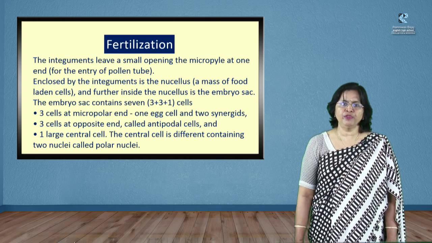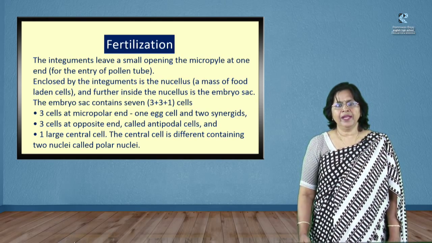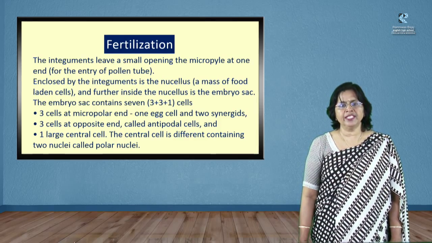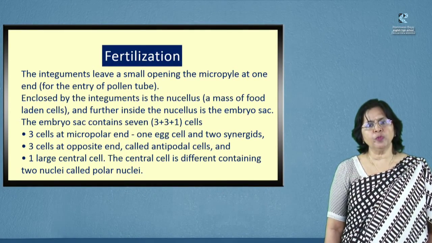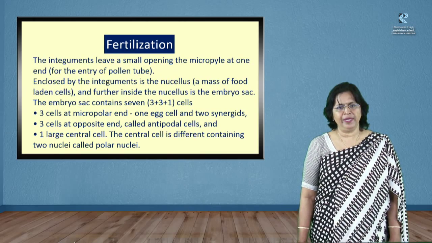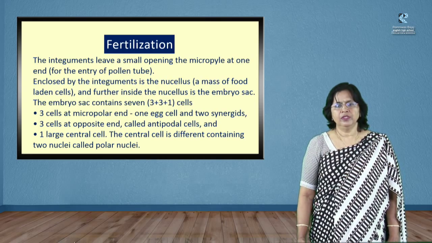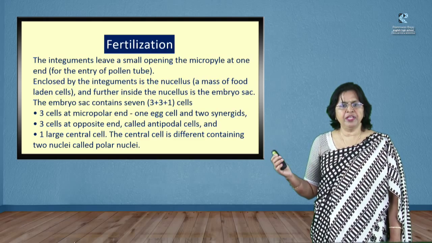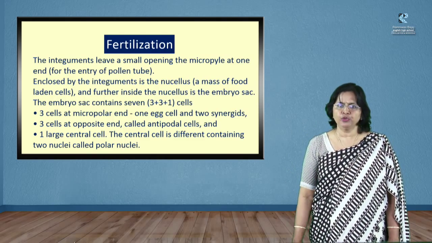The covering of the ovule, the integuments, becomes the seed coat. In the seed coat, we know there is an opening called micropyle. This micropyle is also present in the ovule as an opening in between the integuments, through which the pollen tube, which has germinated after landing on the stigma and reached down, enters into the ovule.